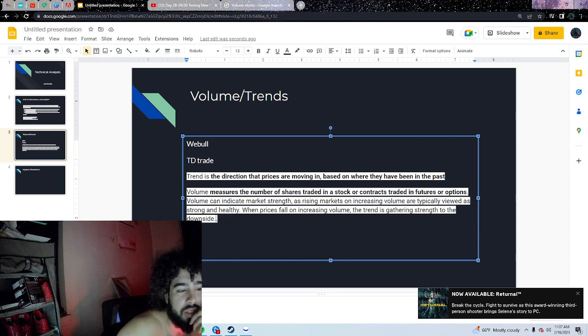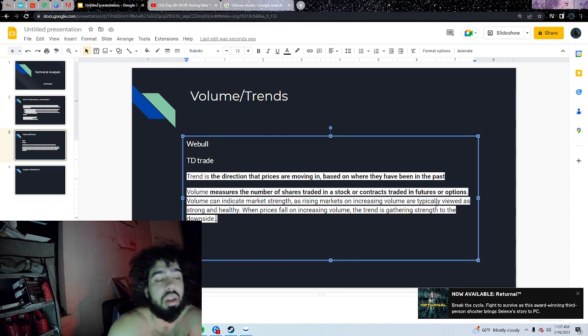But pretty much it says volume measures the number of shares traded in a stock or contracts traded in futures or options. Volume can indicate market strength. Rising markets on increasing volume are technically viewed as strong, as healthy. When prices fall on increasing volume, the trend is gathering strength to the downside. So if you didn't understand that, pretty much volume is just however many people are in the stock, per day, per week, per month, per year. And it even goes by minutes too.